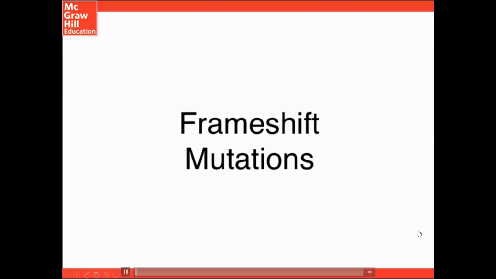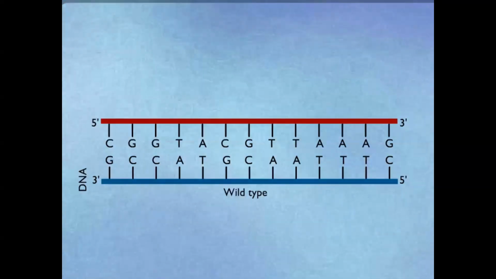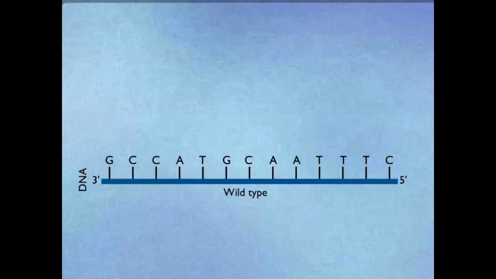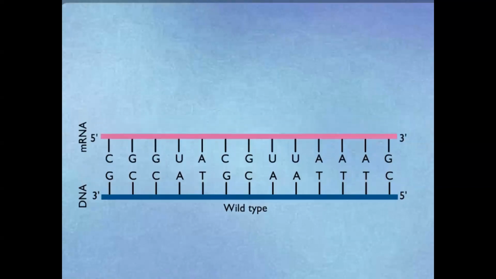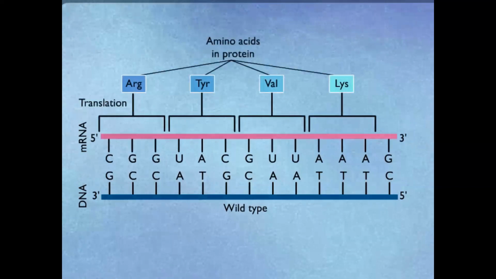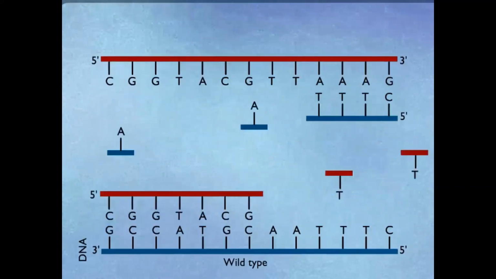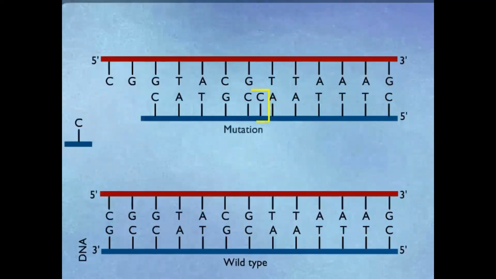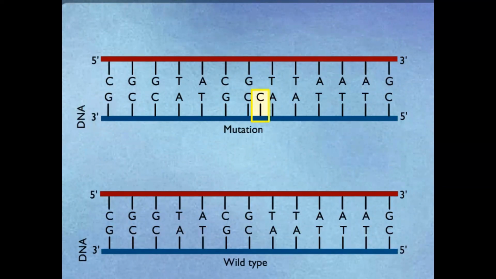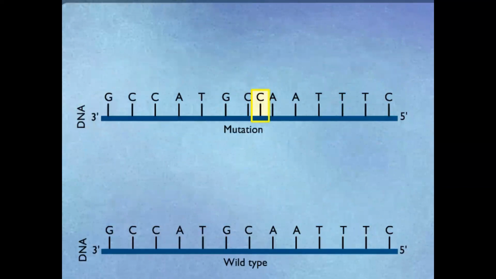So let's look at that real quick in an animation. The nucleotide sequence in DNA determines the nucleotide sequence in messenger RNA and, consequently, the sequence of amino acids in a protein. A mutation in the DNA can result in a change in the amino acid sequence of a protein. One type of mutation that can occur, either spontaneously or as a result of a mutagen, is the addition of 1 or more nucleotides during DNA replication.